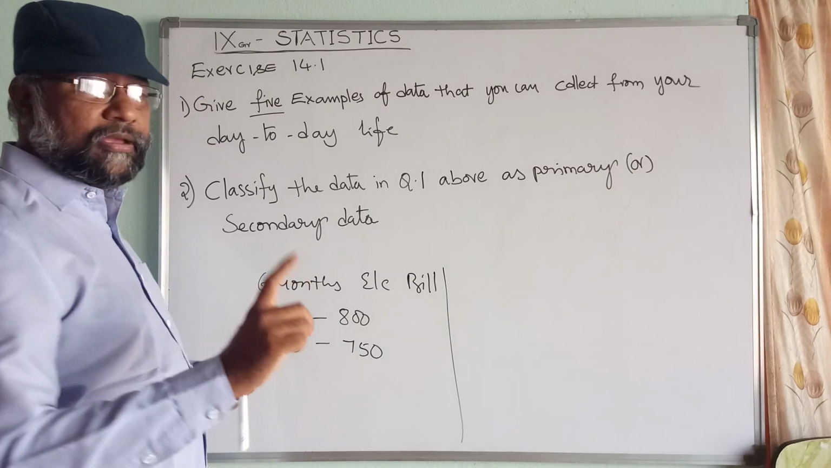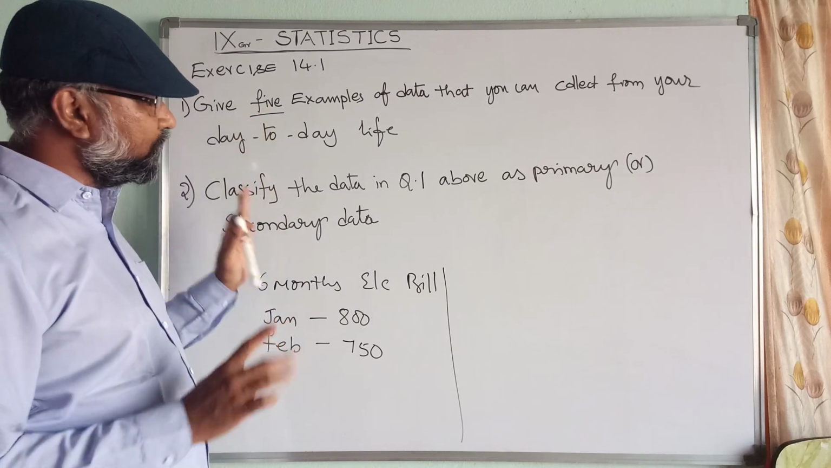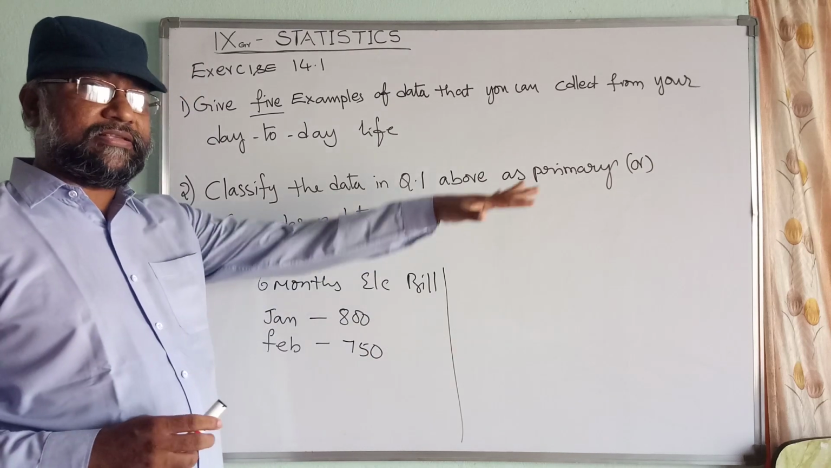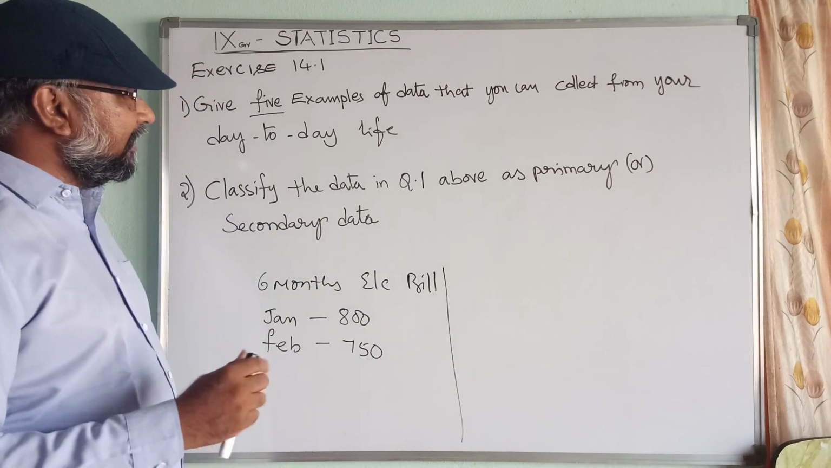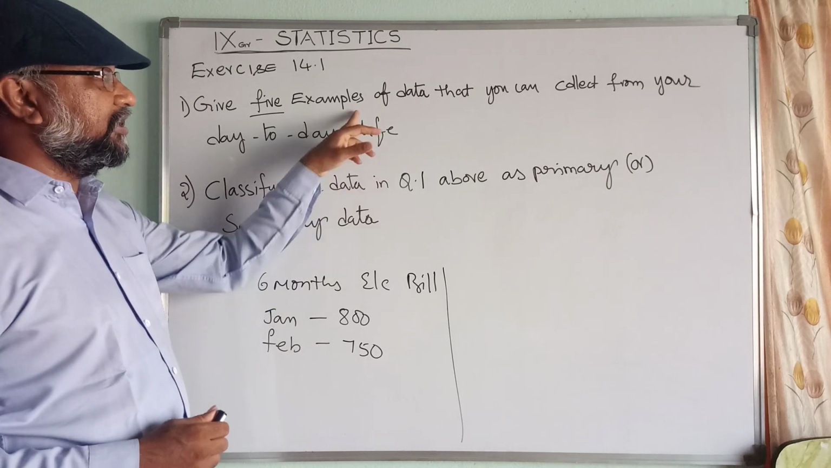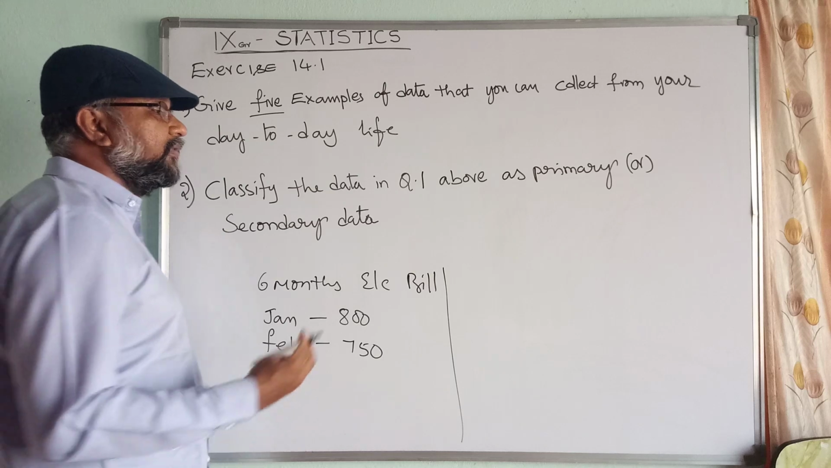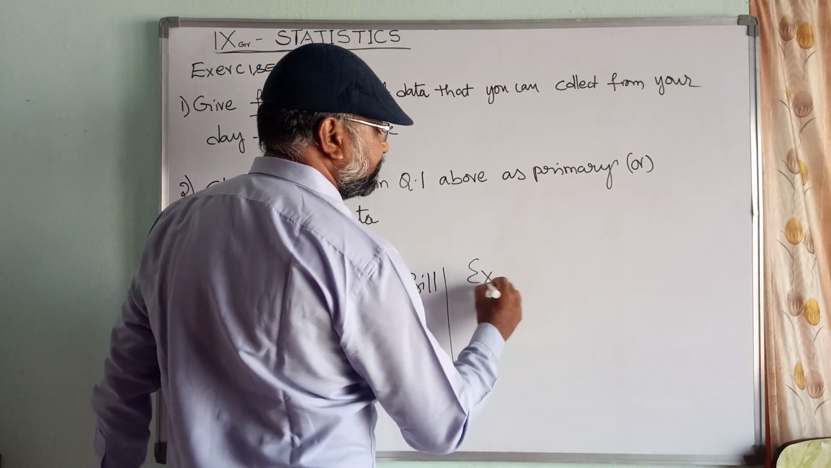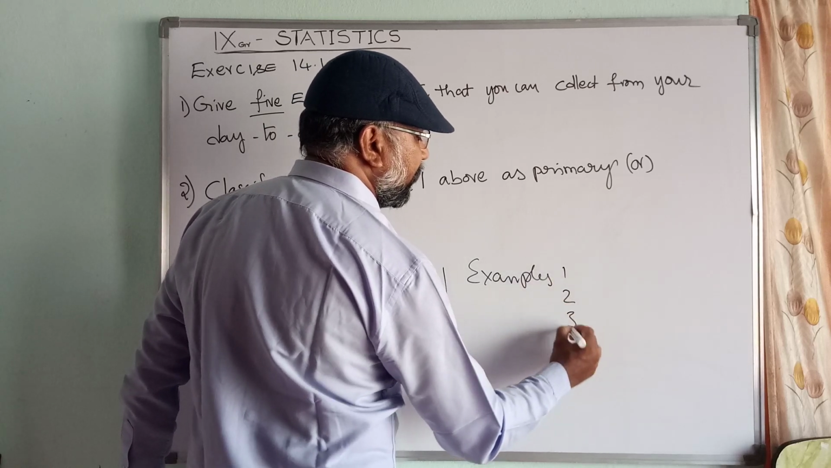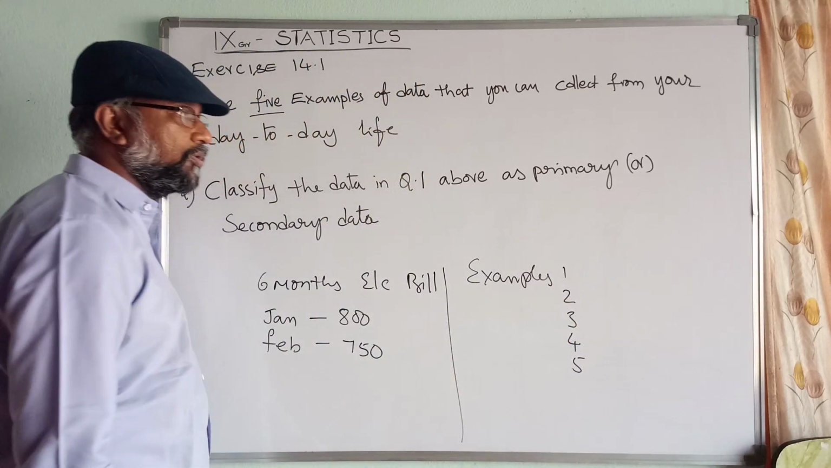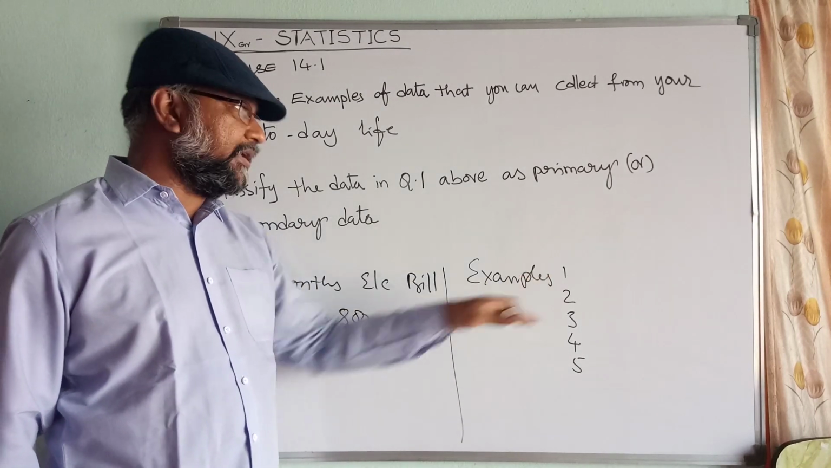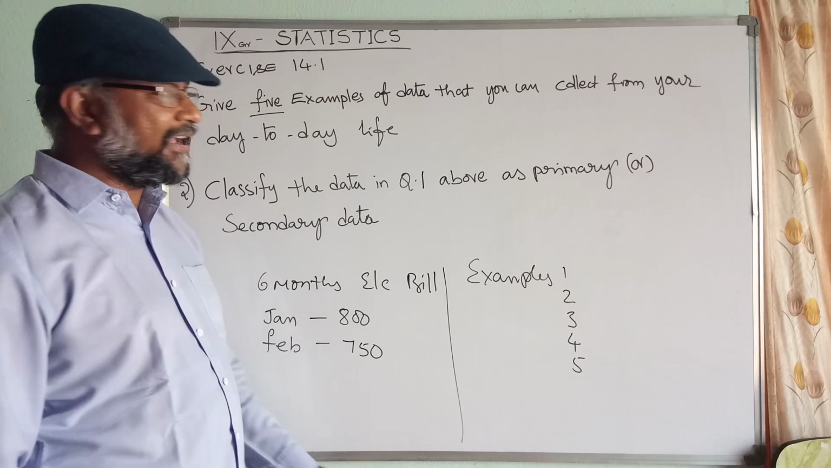That is the answer. You have to give 5 examples like this. This is one example, second example, third example, fourth example. Now, the second question is: classify the data in question number one. So, here you will give 5 examples: one, two, three, four, 5 examples you have to give. And whether these 5 examples are primary data or secondary data.